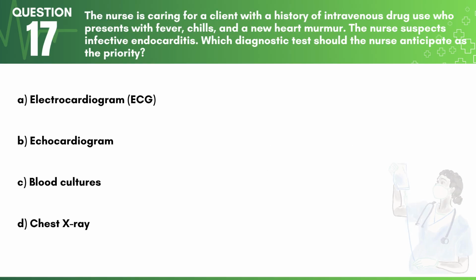Question 17. The nurse is caring for a client with a history of intravenous drug use who presents with fever, chills, and a new heart murmur. The nurse suspects infective endocarditis. Which diagnostic test should the nurse anticipate as the priority? A. Electrocardiogram, ECG. B. Echocardiogram. C. Blood cultures. D. Chest X-ray.